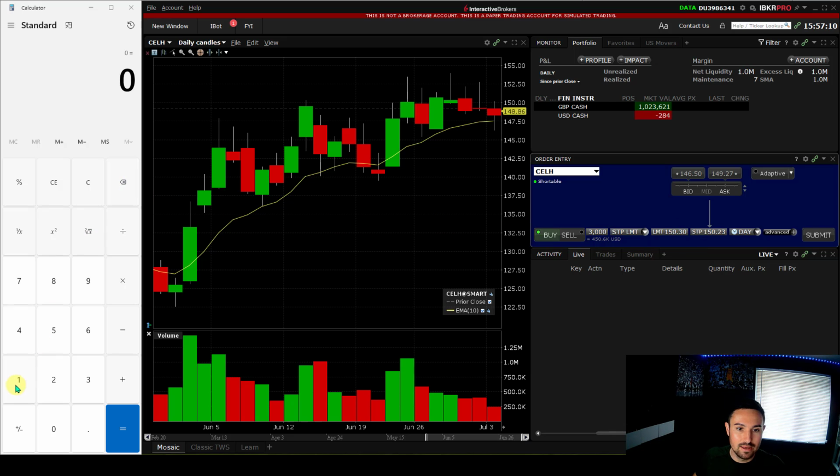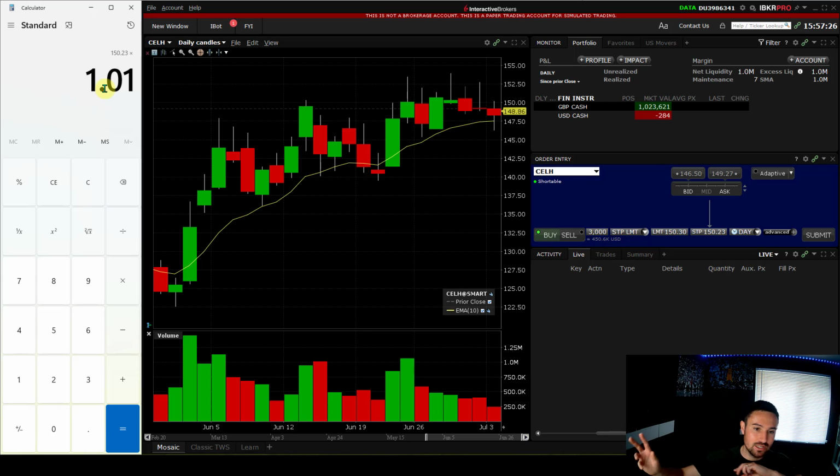Now the limit, let's say I want to go within a percentage point. So what I'm going to do here is take 150.23 and multiply that by 1.01. Now I may go for 1%, I may go for 0.5%, depends. If you wanted to go for 0.5%, it would be 1.005.